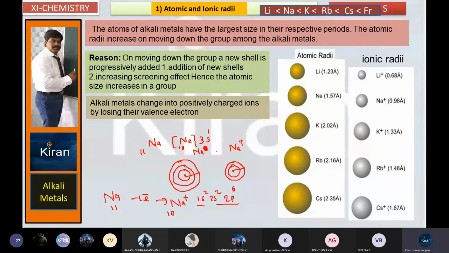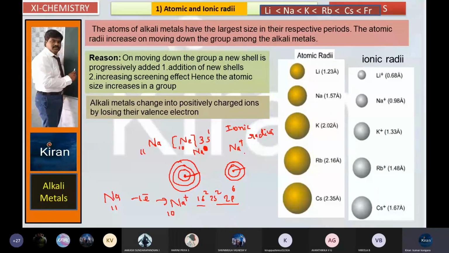What is the atomic radius? It means the center of the nucleus to the third shell. This is atomic radius. This is ionic radius. I hope you understand the difference between atomic radius and ionic radius.